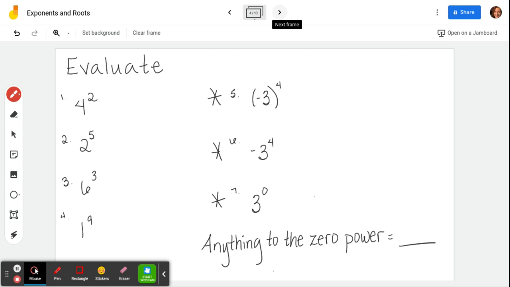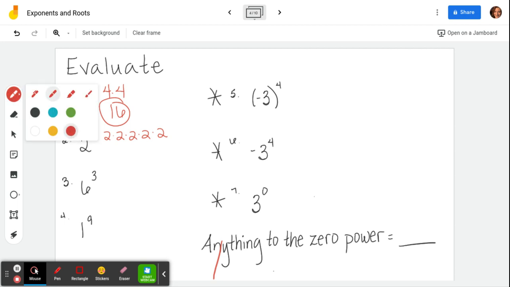Okay, now it says evaluate. Evaluate is where you're actually going to do the math. So 4 squared, or 4 to the 2nd, means 4 times 4. That gives you 16. 2 to the 5th, 2 times 2 times 2 times 2 times 2. Let's see. 2 times 2 is 4, times 2 is 8, times 2 is 16, times 2 is 32.